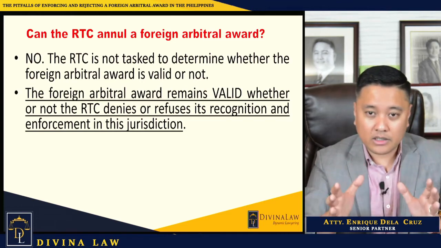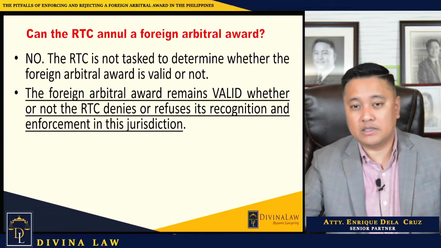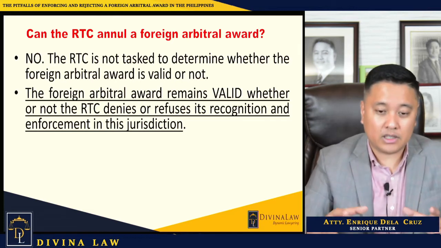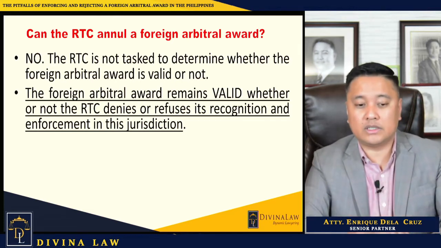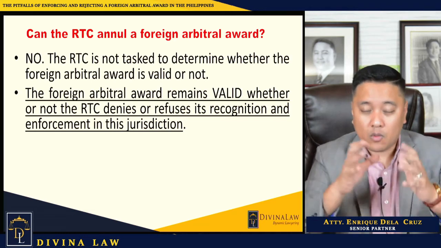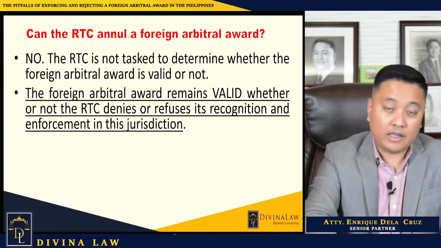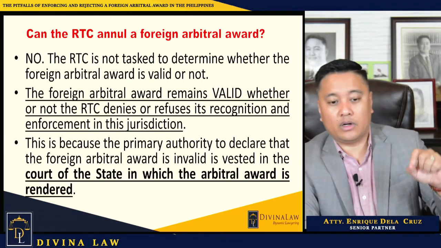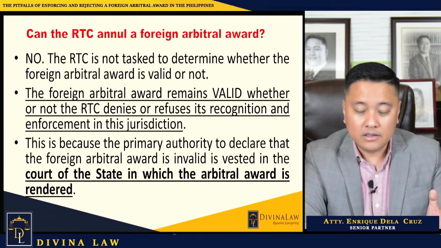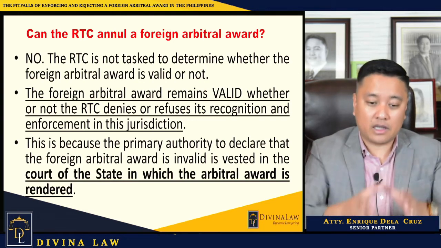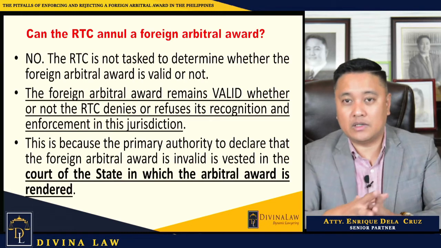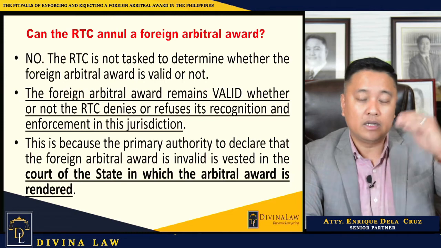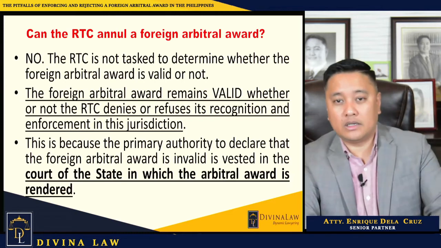So this award is already binding between the parties. The only issue is the enforcement. So even if the trial court denies or refuses recognition and enforcement, the award remains valid and binding between the parties, because the primary authority to declare that the foreign arbitral award is invalid is vested in the court of the state in which the arbitral award is rendered. And that is an action to vacate or to set aside a foreign arbitral award in the country where that award was issued.